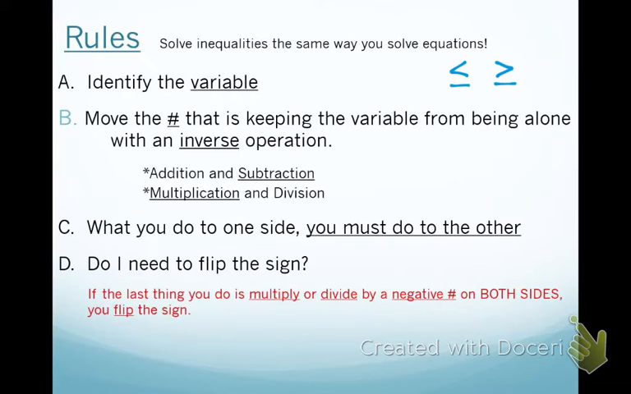This is the only new idea that we're going to write down in our notes today. And if you would, please write this part at least in red pen. If the last thing you do is multiply or divide by a negative number on both sides, you must flip the sign. Okay, so that's the only new idea that I'm really teaching you about today.